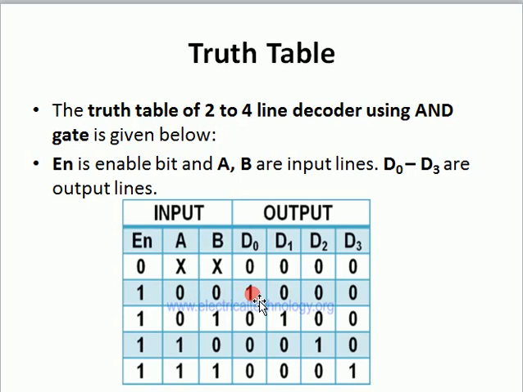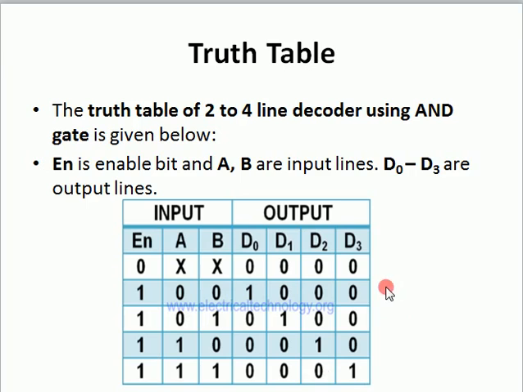Now we see this, the enable input is 1 and the input combination is 0 0. So D0 is 1 and the other 3 outputs are equal to 0. Now again the enable input is 1 and we have the combination 0 1, then it means the D1 output line is 1, it is active, and the others are at active low. The next combination is 1 0, so D2 is high and the others are low, and the last combination is 1 1, in which D0, D1 and D2 are low while D3 is 1.